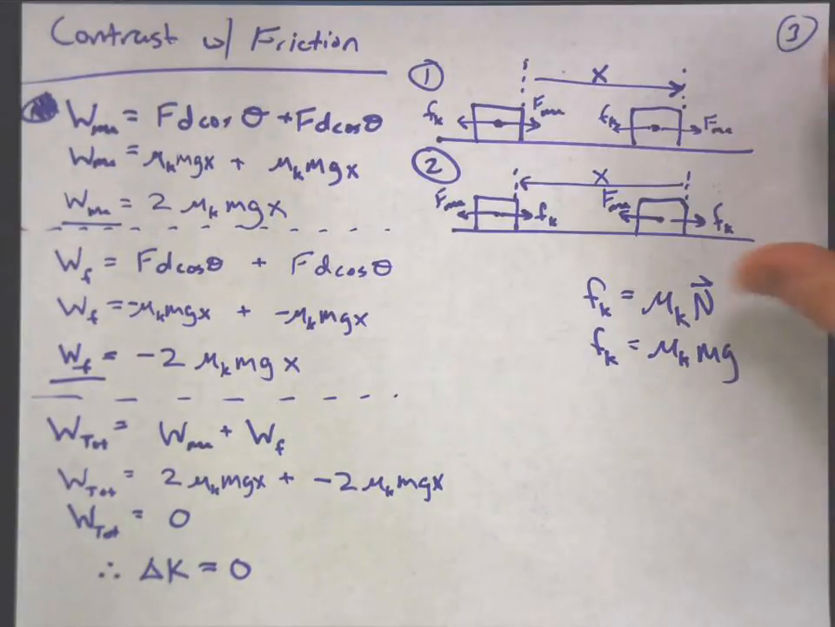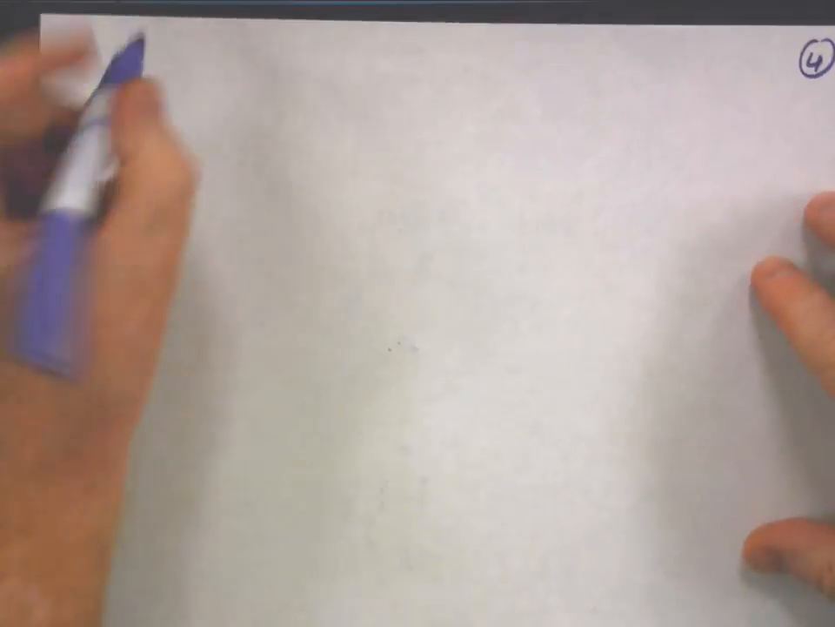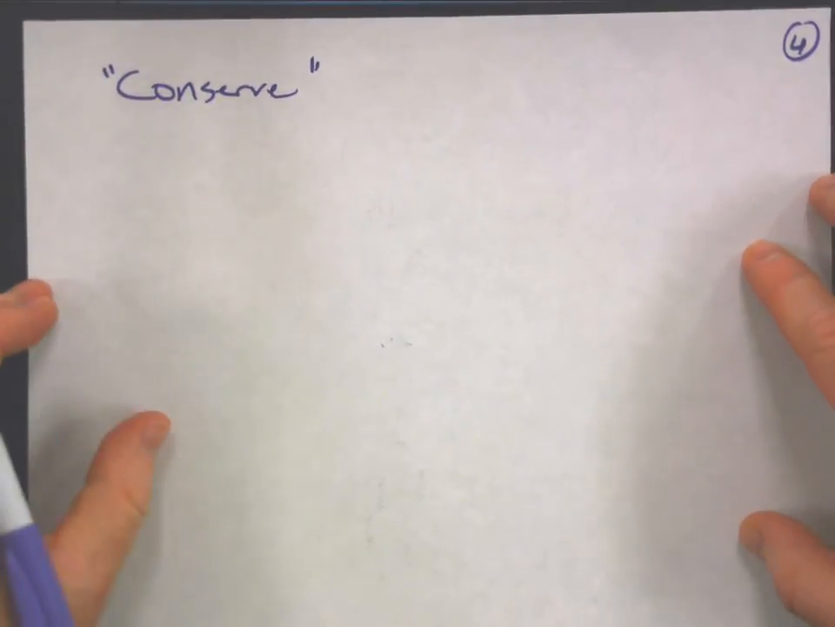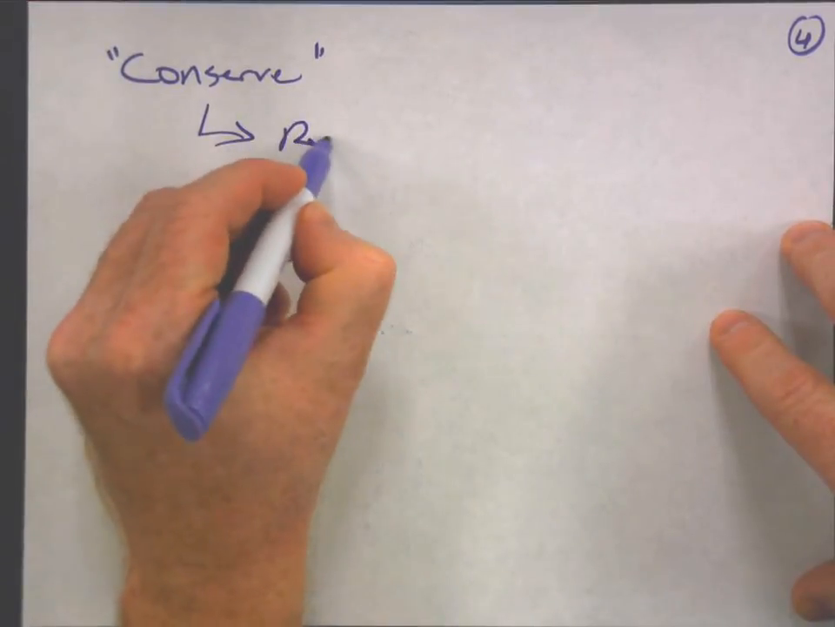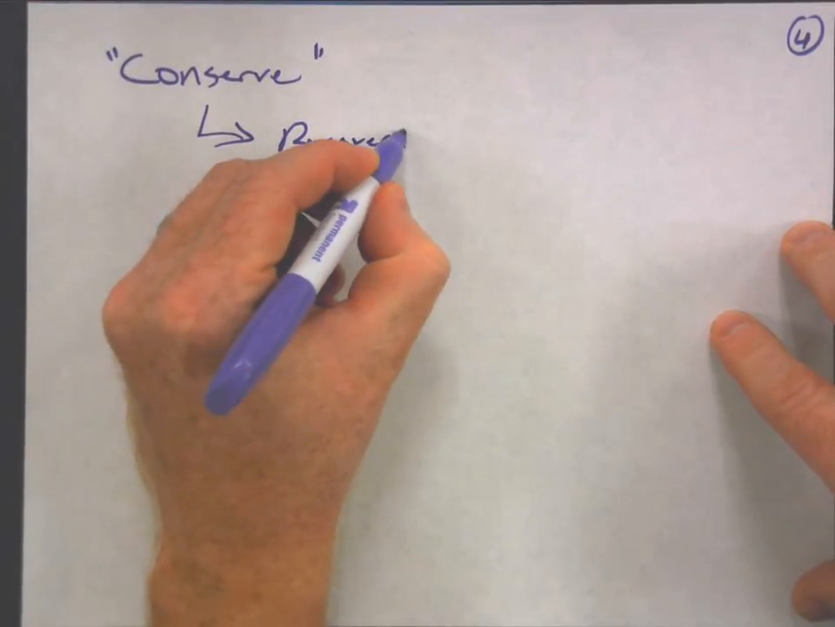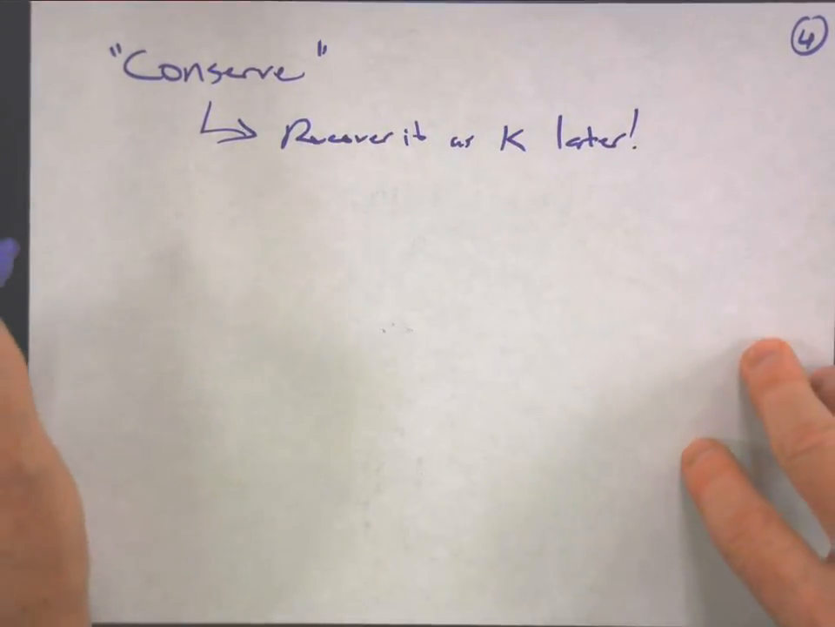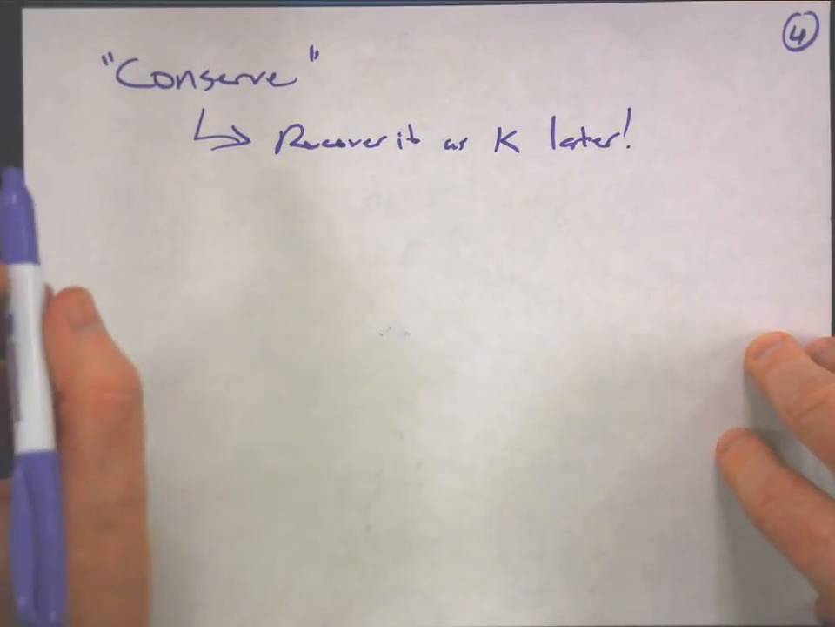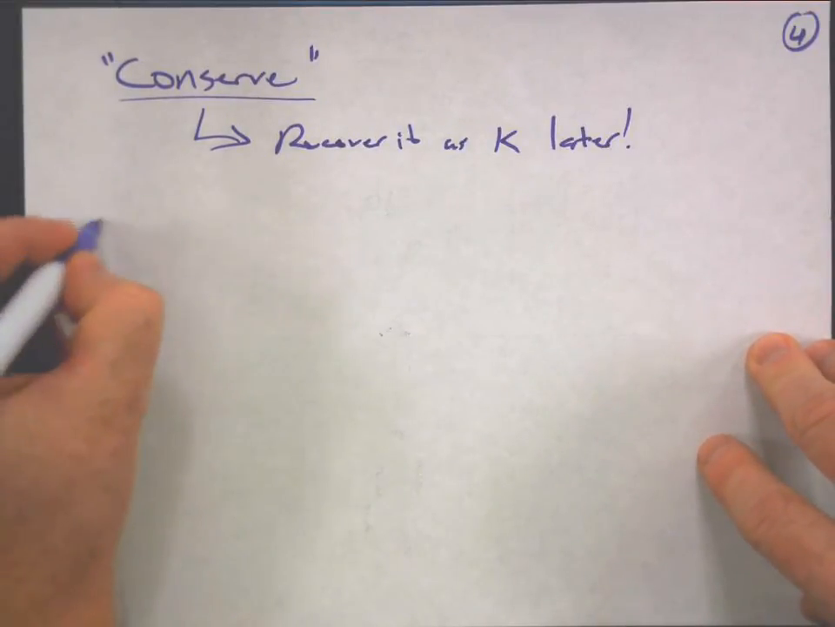So what is this telling us? I got to wrap this video up. It's already going on long enough. So this is telling us that some forces conserve, that's an important word, some forces conserve energy and let you recover it as kinetic energy later. Other forces rob the energy, never to be seen again, never to be useful again. If a force conserves it, well, what do we call that? We call that a conservative force.